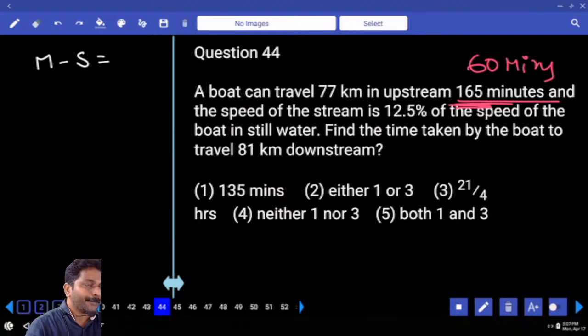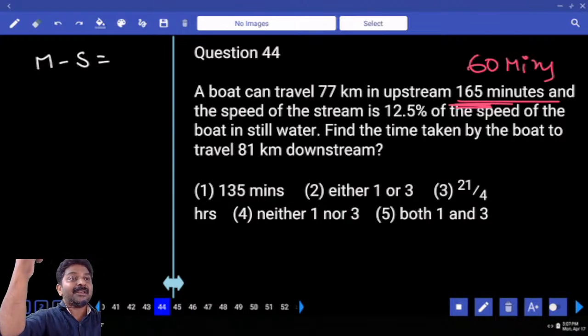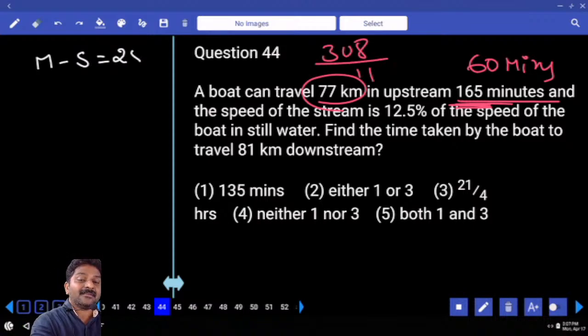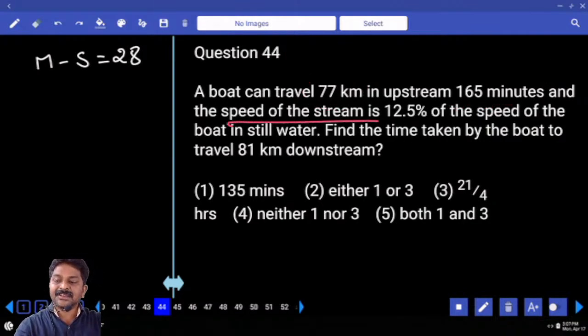165 double. 330. Again double. 660 divided by 11. Are we getting 60 minutes or not? So what exactly are we doing? Double. Again double. Divided by 11. Similarly, 154. Again double. 308 divided by 11. How much is that? 28. Over. Continue. The speed of the stream is 12.5%.